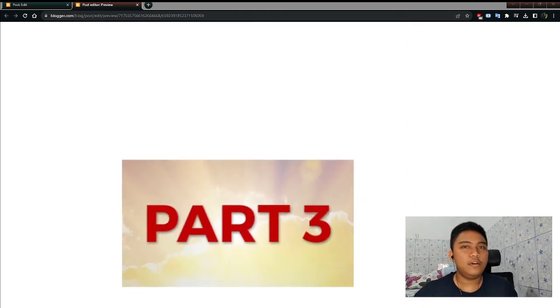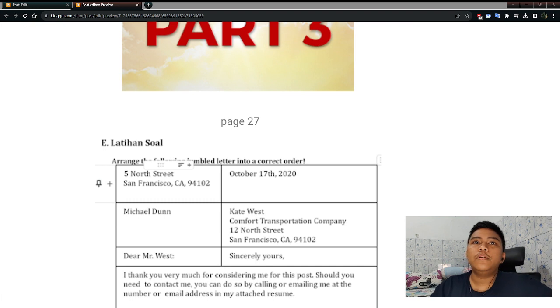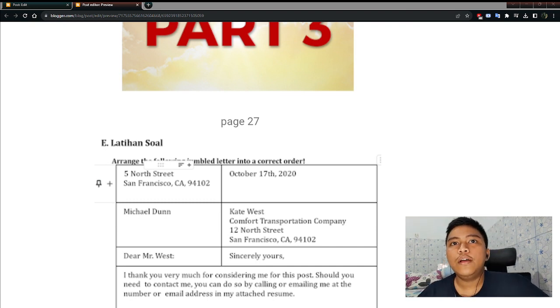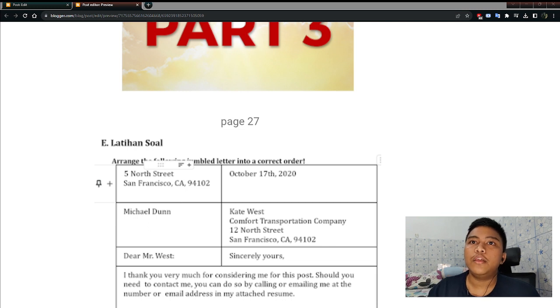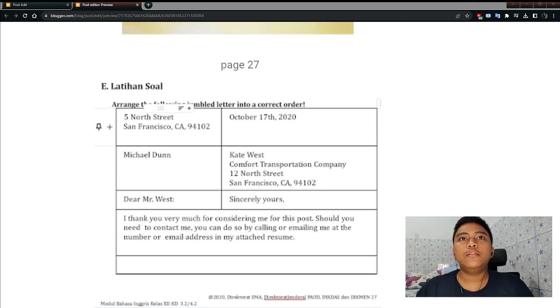Okay, here comes the third part. On page 37, you have to arrange the following jumbled letter into the correct order. Okay, let's see. So we have here: 5th North Street, San Francisco, CA.